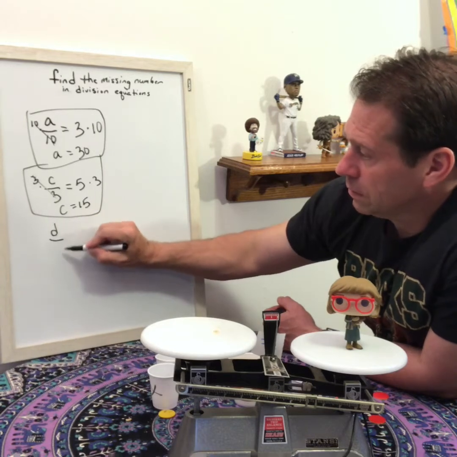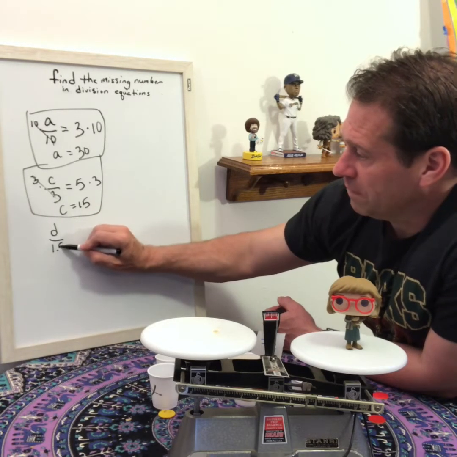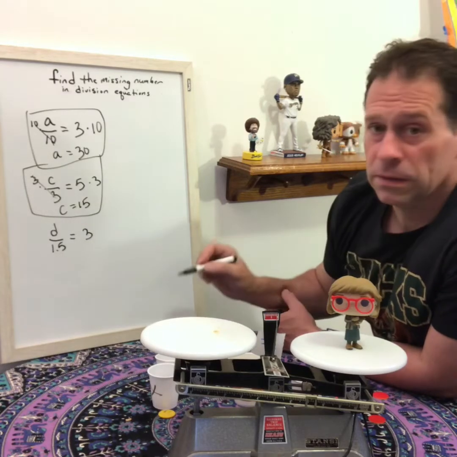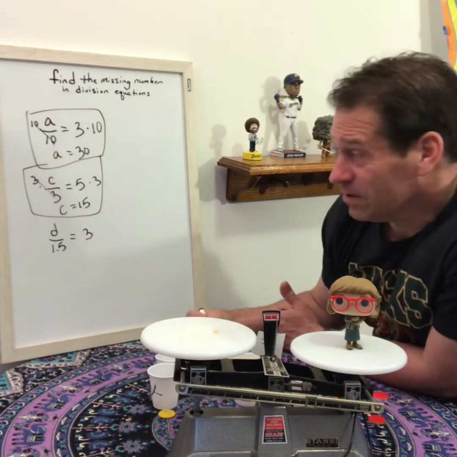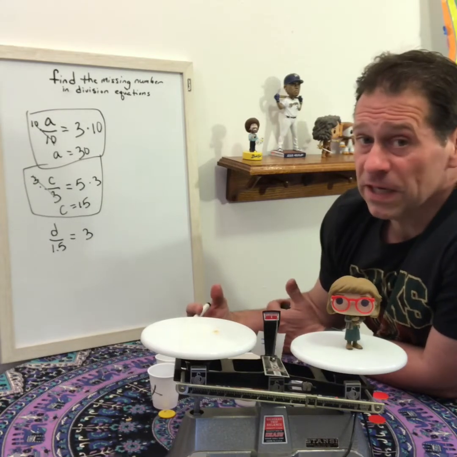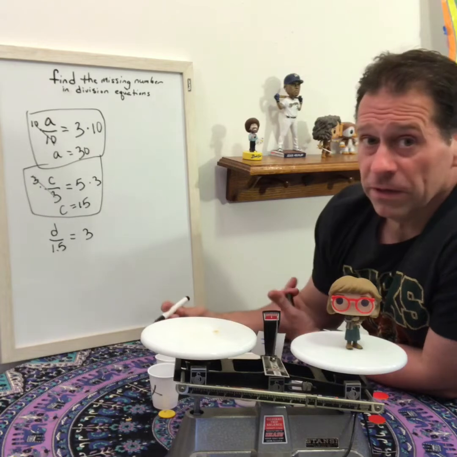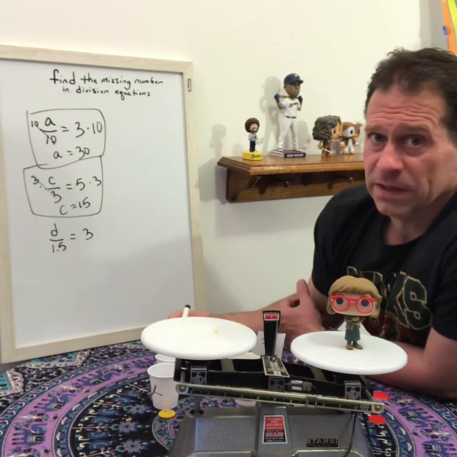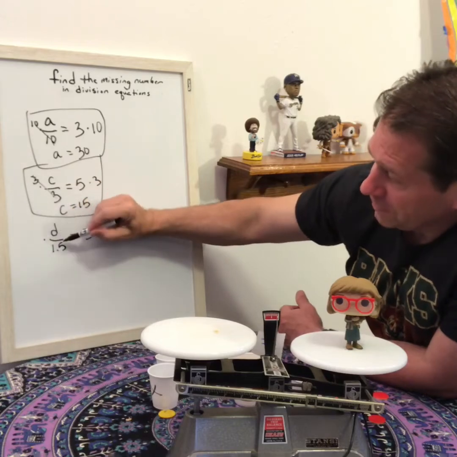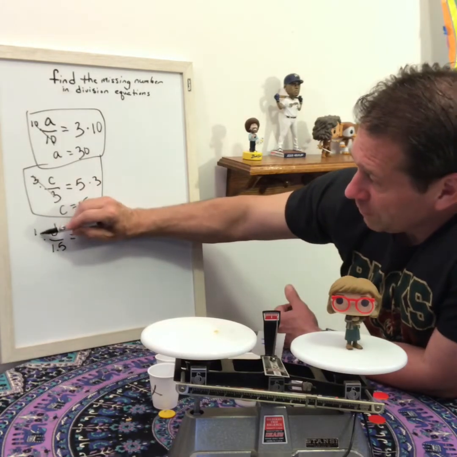d over 1.5 equals 3. Now, that looks like, oh no, I'm in trouble. No, you're not. Just do it the same way. It's not a big deal. And you might have to do a little calculation. You guys are capable of that. So I need to get rid of the d divided by 1.5. I'll multiply it by 1.5.